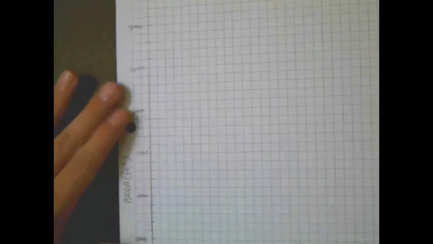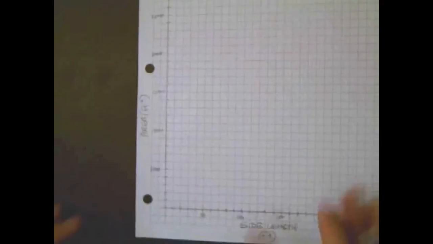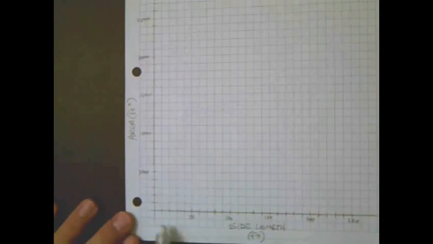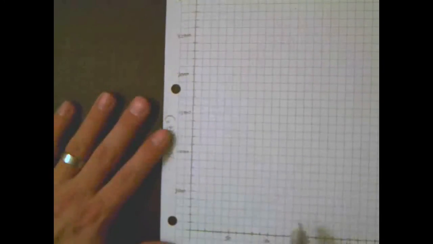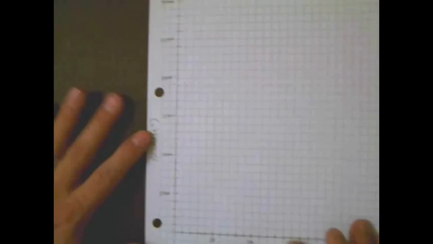And finally, here's what I want your graph to look like. So, side length on the bottom in feet, counting by tens, 10, 20, 30, 40, 50. And area on the side, counting by 1,000s, 1,000, 2,000, 3,000, 4,000, 5,000.